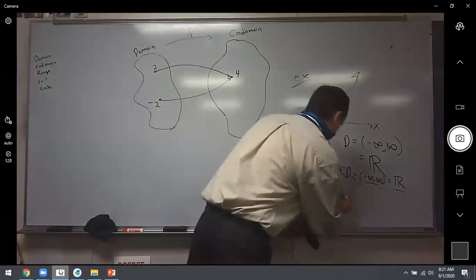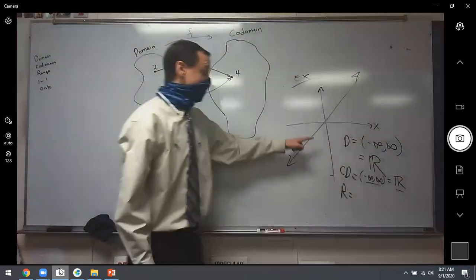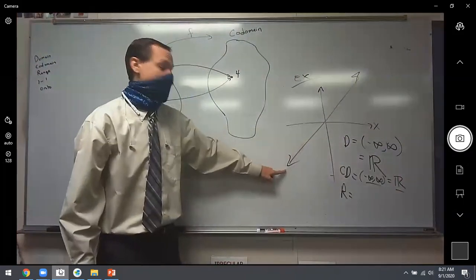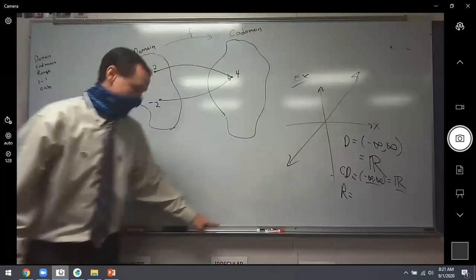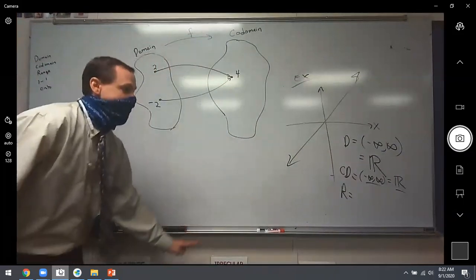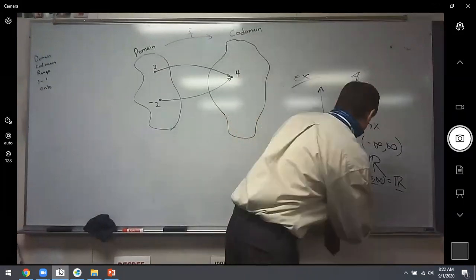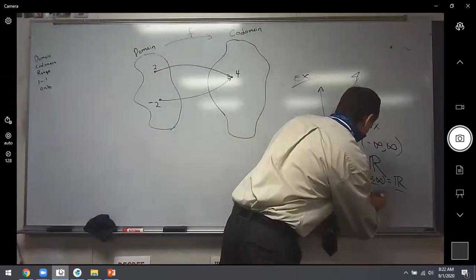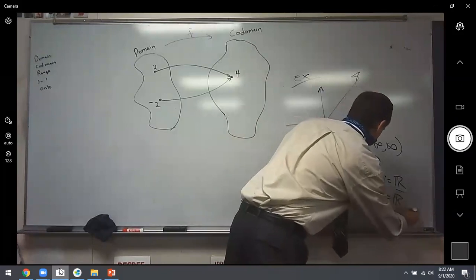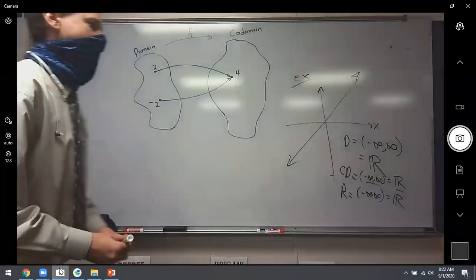What did I get out? What's my actual range? Does it go all the way down to negative infinity? Yeah, eventually, right? Does it go all the way up to positive infinity? So in this case, my range is also all the real numbers from negative infinity to infinity.